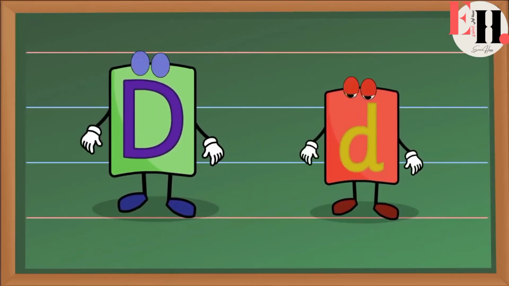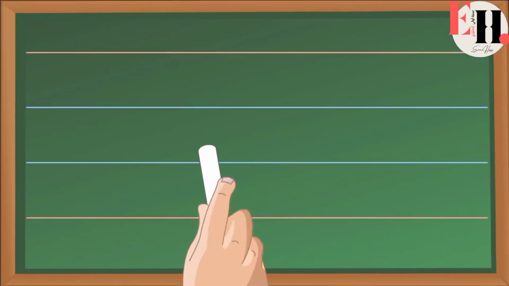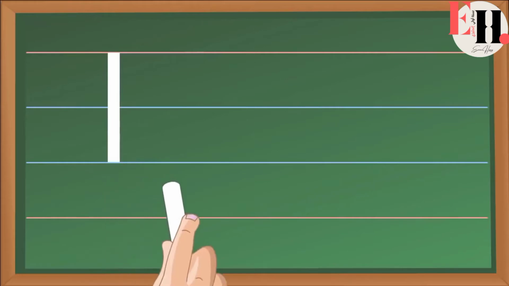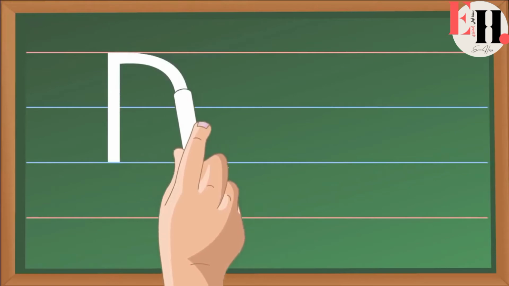D. Capital D. Start from the top and draw a standing line down. Go again to the top and draw a curve till the bottom.